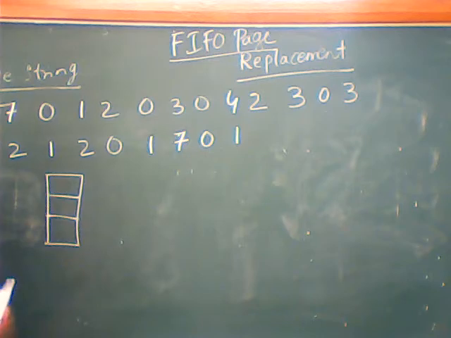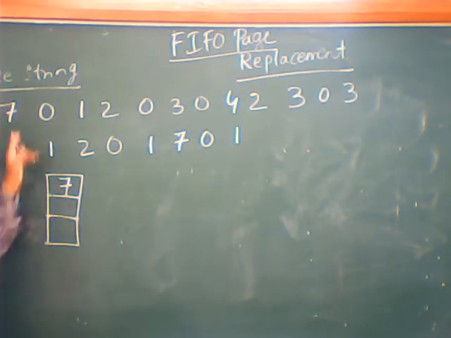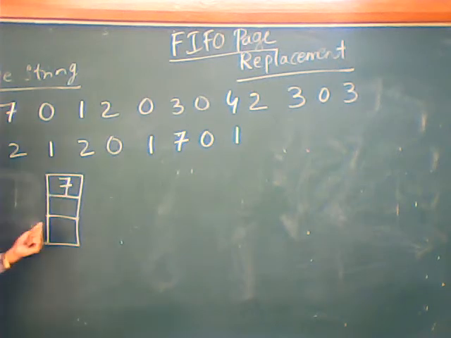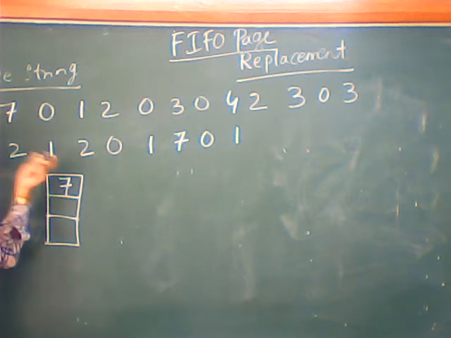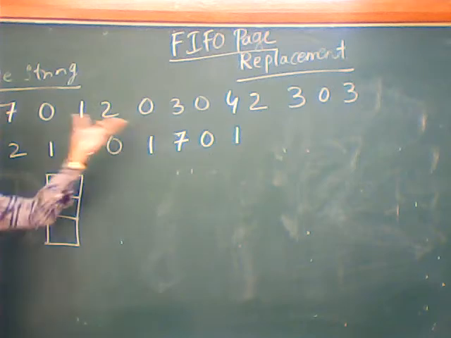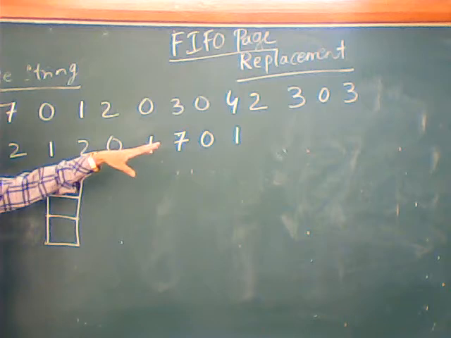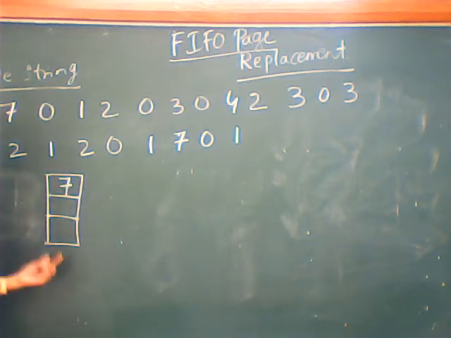The frame size is given as 3. So we need to refer to page number 7, and I will be putting it inside this frame. Okay, this will be my first step. That means this 7 is not available, but I want to take it from the secondary storage. Since it is not available, we call it a page fault. The page is not available inside the main memory, so I am taking it from the hard disk. So the page fault here is 1.